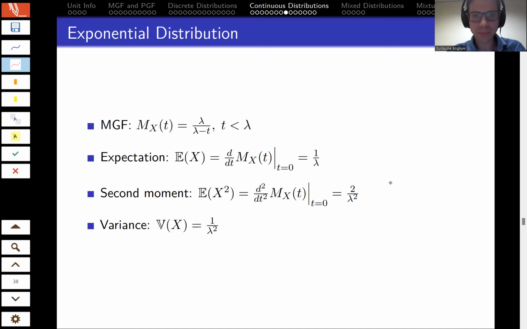The shape of the density is a kind of smoothly decreasing function. I don't think I'm going to spend any time on this. You just have the expressions for the MGF. Expectation, I think you know that by now, but it's 1 over the parameter. The second moment is 2 over the parameter squared, and this yields that the variance is 1 over the parameter squared.